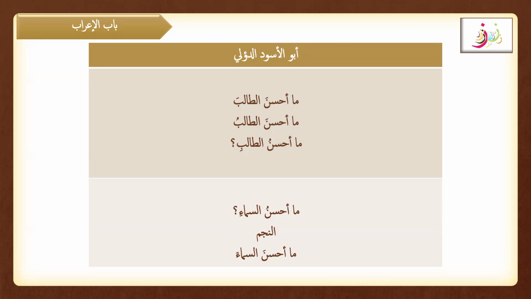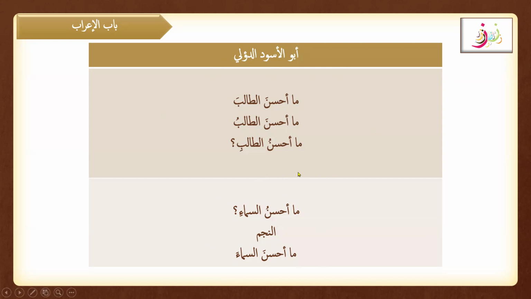Ma ahsanus samai, this is mudaf and mudaf ilayh. And what's the best thing in the sky? His daughter just misspelled it, and then he answered an-najm. So Ma ahsanus sama was the actual, you call this Ma Tajubiya. Here you can see these examples for what happened to Abu Aswad ad-Dawli.